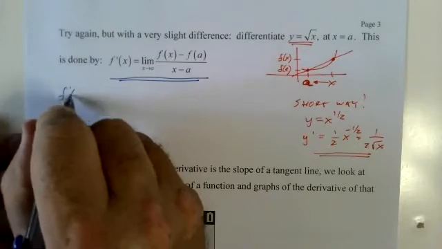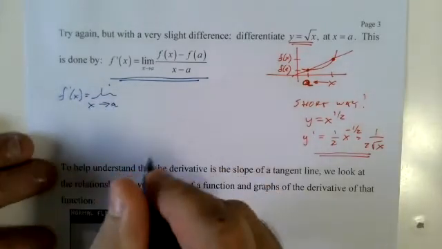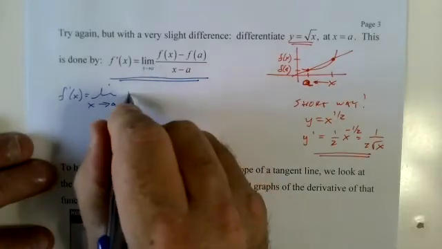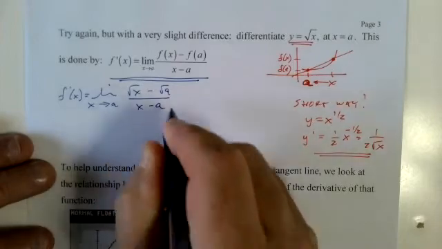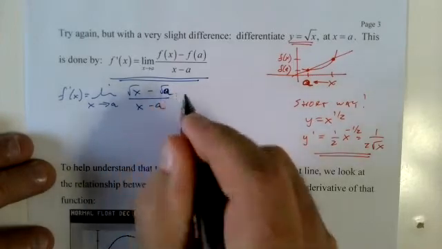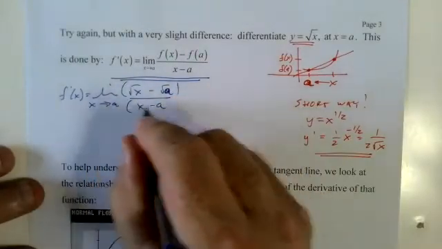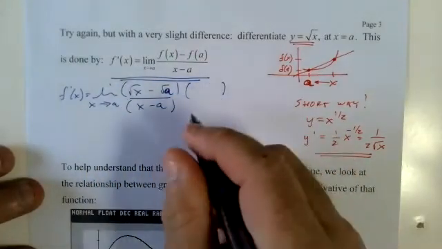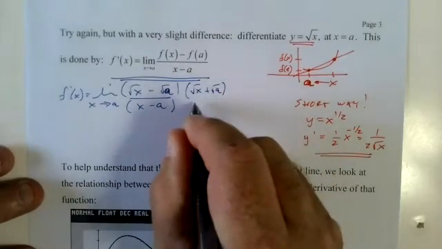f prime of x equals the limit as x approaches a of square root of x minus square root of a, over x minus a. I don't like it when I do that with my a's, but I do it way too often. I have no idea what to do, how about a conjugate? Let's see if that helps at all. You say so, you're the boss.